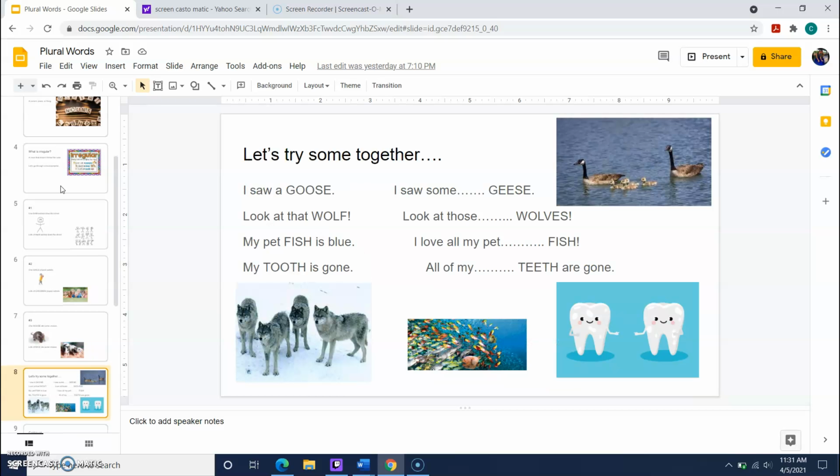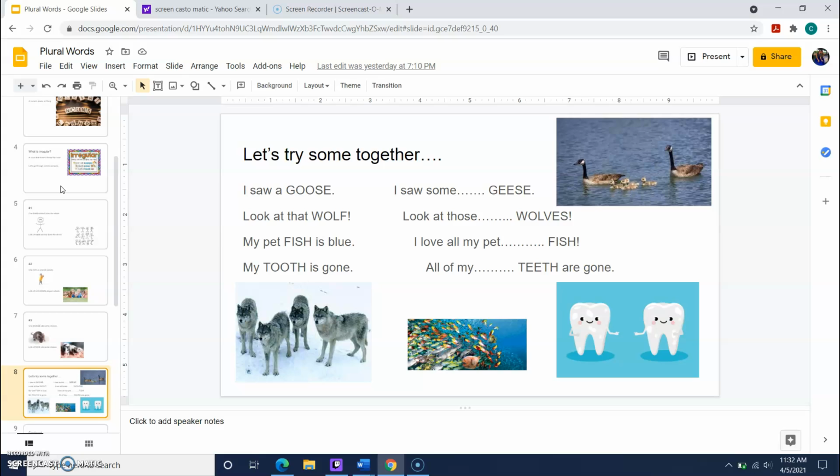All right, so now we're going to try some examples together, okay? I saw a goose. If we want to make goose plural, we would say geese. So our sentence would be, I saw some geese. Another example is, look at that wolf. Wolf would turn into wolves. So our sentence would be, look at those wolves.